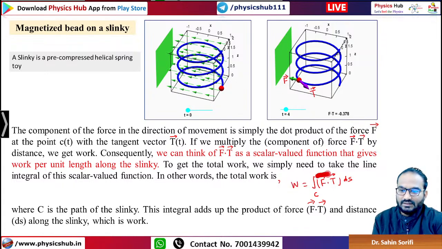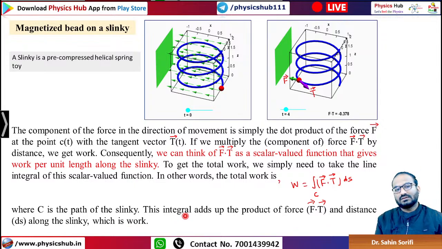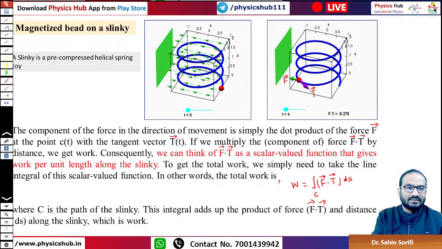And F dot T alone is nothing but the work done per unit length along the slinky. C is the path of the slinky. This integral adds up the product of F dot T and distance ds along the slinky, which is the work done. So this is a very good demonstration of the line integral. I hope you understood the line integral pretty well.